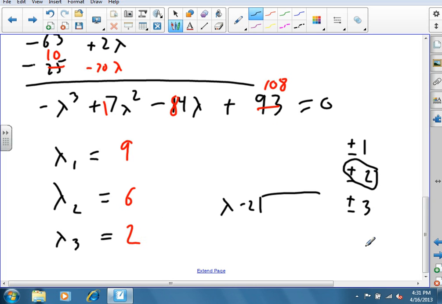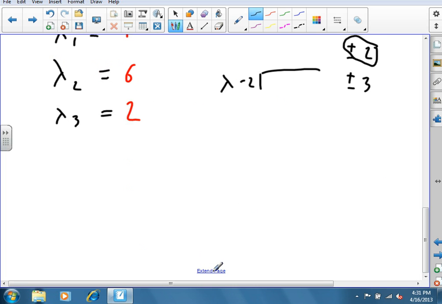How come it's lambda minus 2? Is that because you said it equal to 0? I don't understand the question. Lambda minus 2 in front of the division. Well, if the root's plus 2, then the factor is lambda minus 2. So if the root is plus 2, then the variable minus 2 would be the factor. Good enough? Okay.